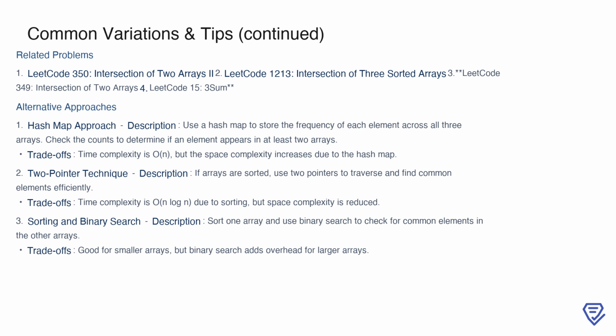Another option is the two-pointer technique, which is especially useful if the arrays are sorted. By traversing the arrays with two pointers, you can efficiently identify common elements. However, sorting the arrays upfront introduces an O(n log n) time complexity. Finally, there's the sorting and binary search method, where you sort one array and use binary search to locate common elements in the other arrays. This can be effective for smaller datasets, but the binary search overhead may make it less ideal for larger arrays. Each of these approaches has its strengths and weaknesses, so choose the one that best fits the problem constraints and input size.